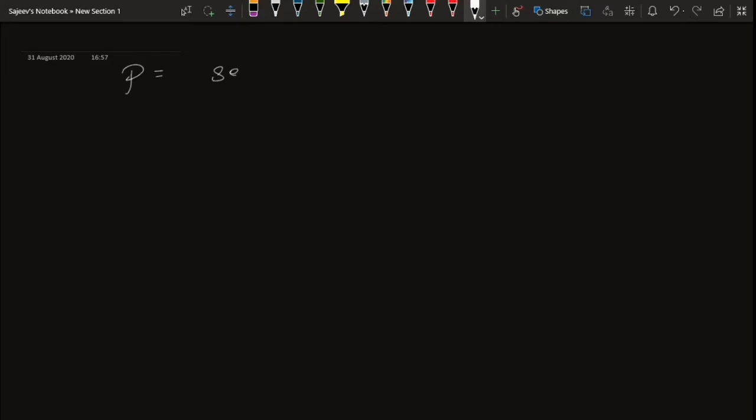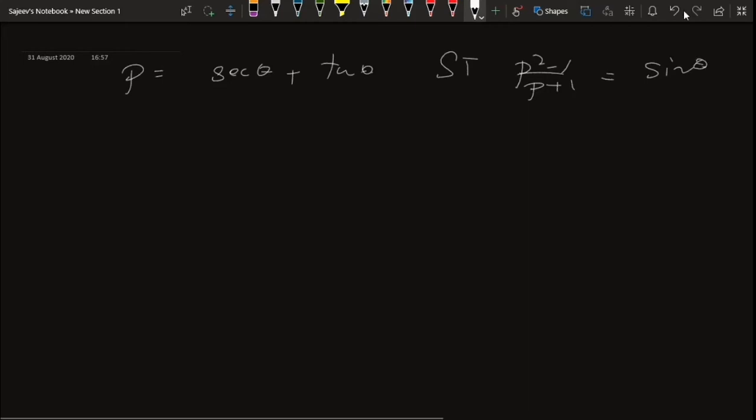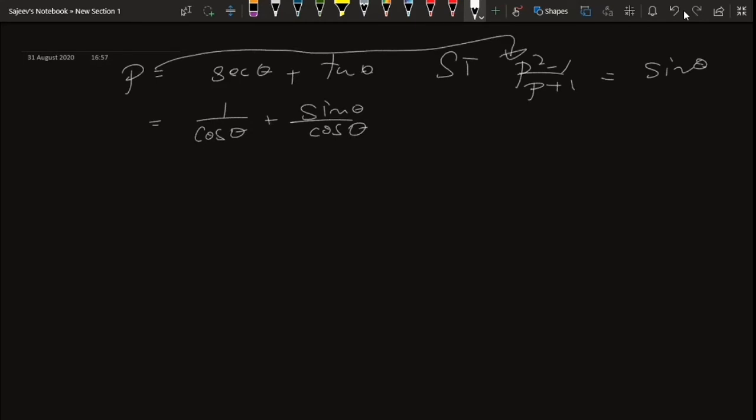Now prove that question. So let P equal to sec theta plus tan theta, and we need to show that (P square minus 1) by (P square plus 1) is sin theta. Okay, so let me simplify P first. So P is 1 by cos theta plus sin theta by cos theta. Now let me substitute the value of P in our LHS with this value.